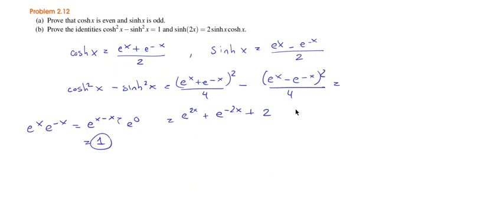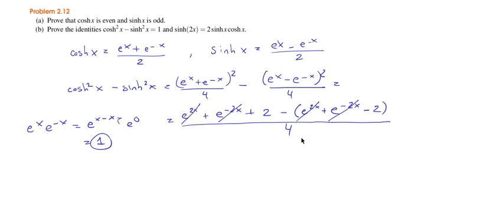Okay, so this is plus 2, and then you have minus, and the same thing, e to the 2x plus e to the minus 2x minus 2. Okay, and everything is over 4. But then e to the 2x and minus e to the 2x, and e to the minus 2x and minus e to the minus 2x cancel out, and then we have 2 minus minus 2, which is 4 over 4, or 1. Okay, so we have proven this identity.